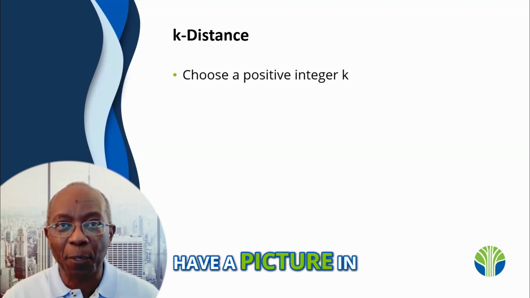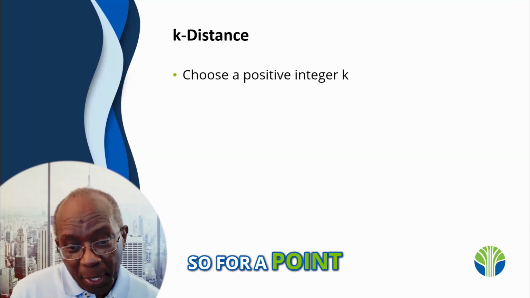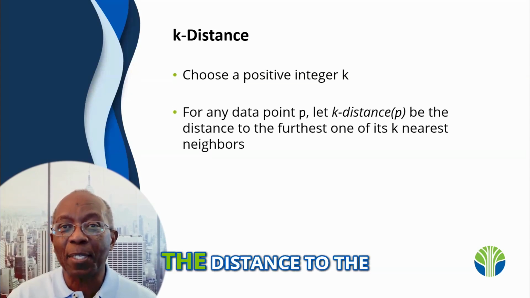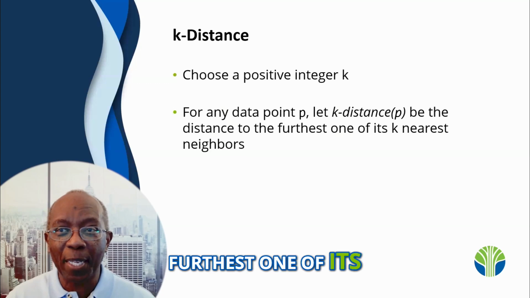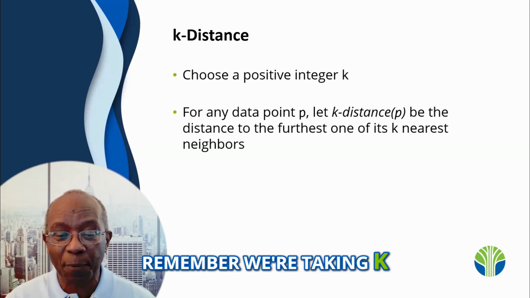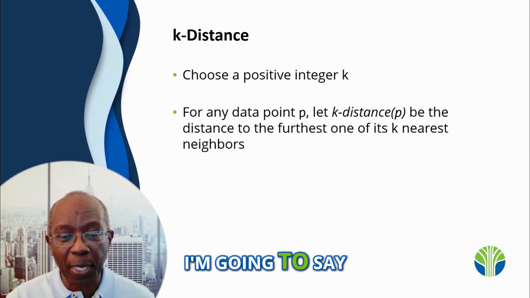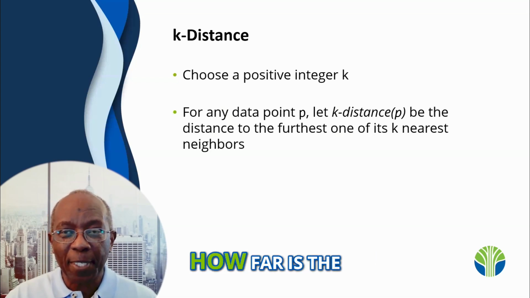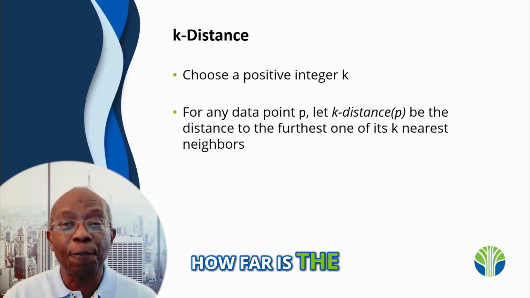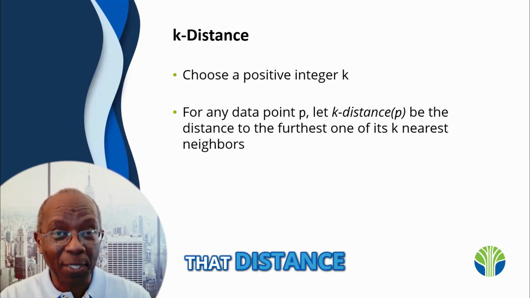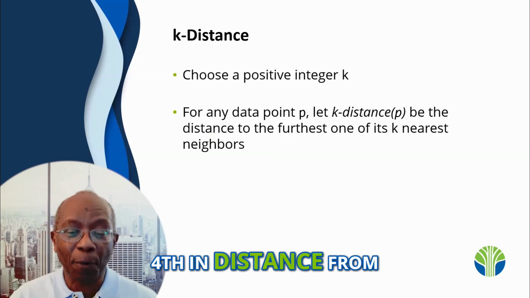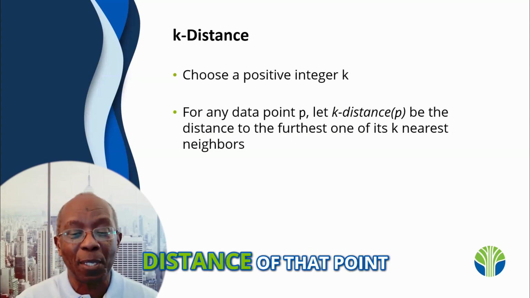That way you can have a picture in your mind of what's going on. So for a point in our data, let's call the point P, the k distance of P is going to be the distance to the furthest one of its k nearest neighbors. Let's think about this. If I say my k is 4, and you have one of your data points, I'm going to say how far is the closest one, how far is the second closest one, how far is the third closest one, how far is the fourth closest point. That distance, from the point I'm thinking of to the point that is fourth in distance from that point, is going to be the 4 distance of that point.